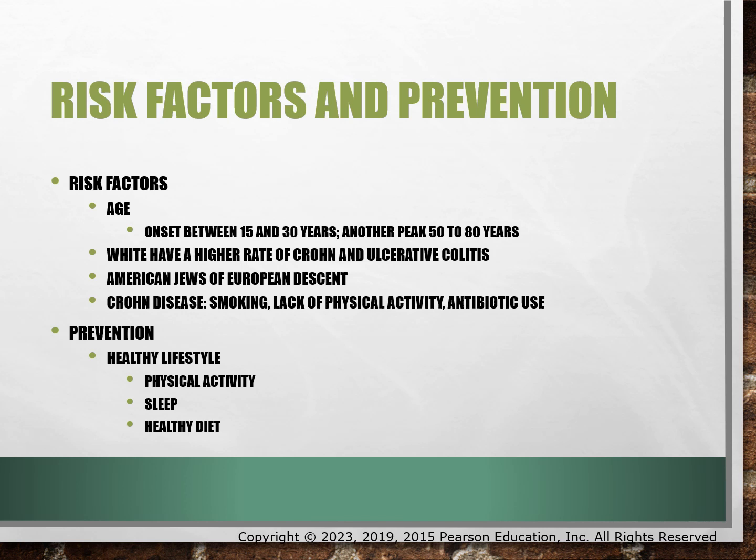So what are the risk factors? Age is a risk factor, with onset usually between 15 and 30 years, and possibly another peak between 50 and 80. White populations have an overall higher rate of Crohn's and UC, especially American Jews of European descent, but rates of both disorders are increasing in Black and Hispanic populations as well. So we're starting to see a rise, and it could be related to some lifestyle factors.